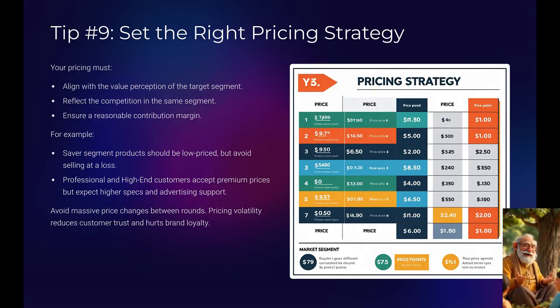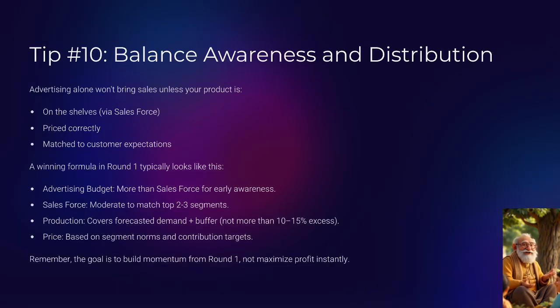Tip number 10. Balance awareness and distribution. Advertising alone won't bring sales unless your product is on the shelves via the sales force, priced correctly, and matched to customer expectations. A winning formula in round 1 typically looks like this: advertising budget, more than sales force for early awareness. Sales force, moderate to match top 2 to 3 segments. Production, covers forecasted demand plus buffer, not more than 10 to 15% excess. Price, based on segment norms and contribution targets. Remember, the goal is to build momentum from round 1, not maximize profit instantly.